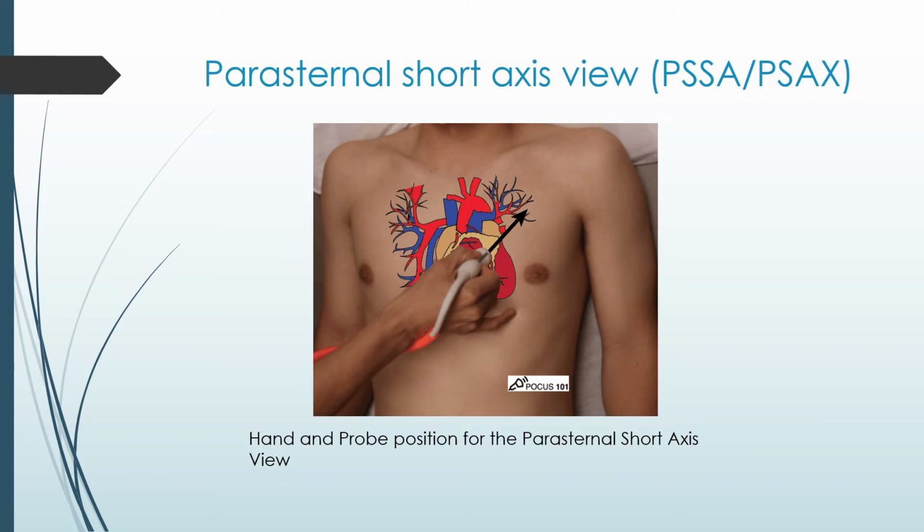The parasternal short axis view, in here this view is often abbreviated as the PSSA or PSAX, and from the parasternal long axis view we are going to rotate the probe 90 degrees clockwise, so that the indicator is now pointing towards the patient's left shoulder. In the picture you can see the hand and probe position for the parasternal short axis view.